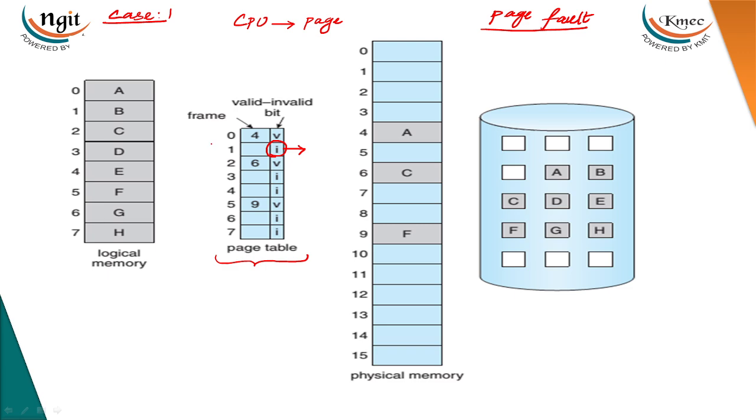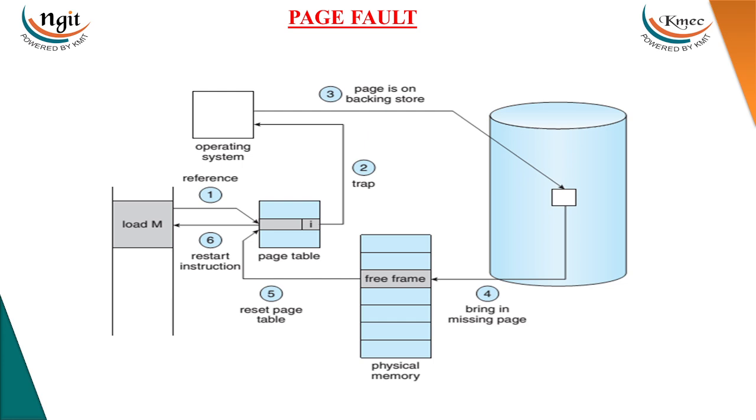The page is not present in the main memory, so the operating system first loads that page into main memory. Now what are the steps to follow to load it? First, look here, the system says load m, that means it has to load some particular page. Then, step number one, it will check in the page table. The page table says it is invalid, that it is not present in the main memory.